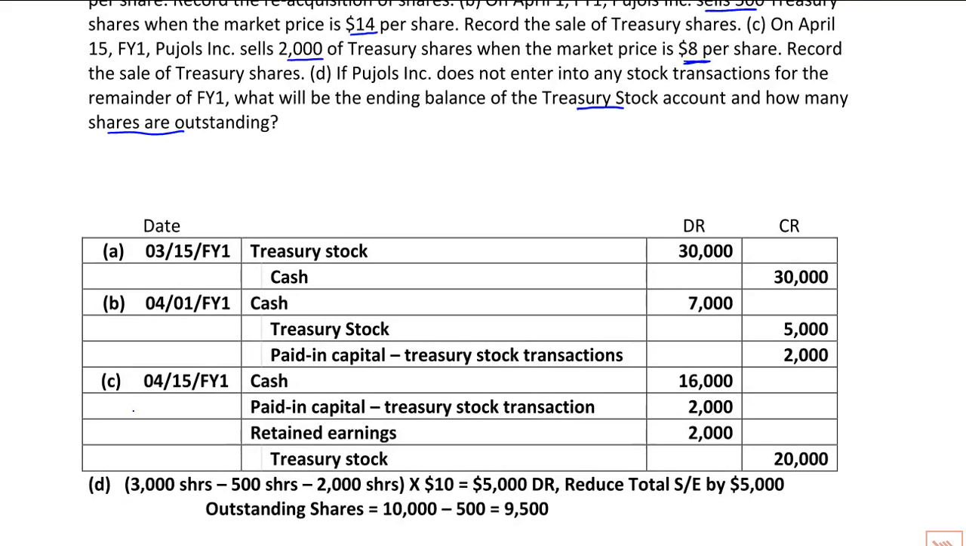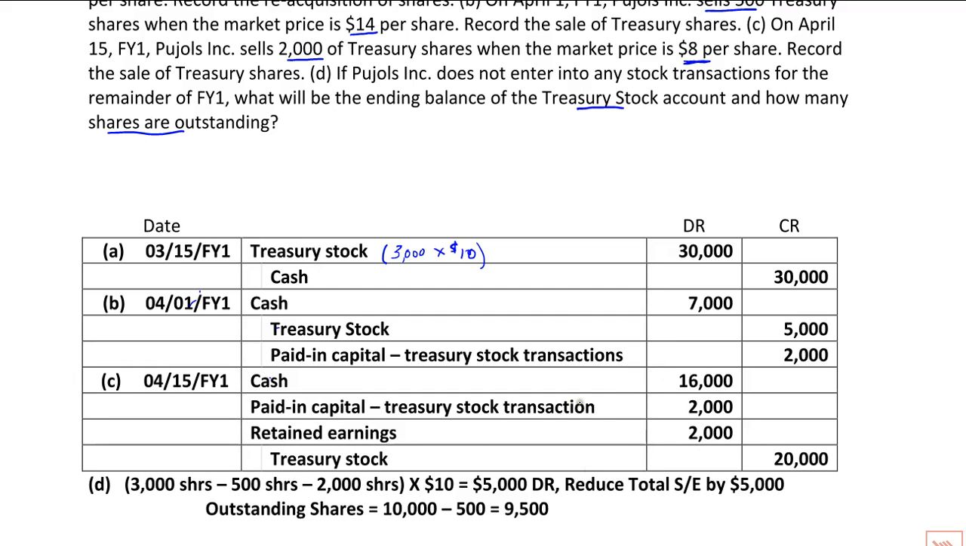So first of all, they purchased treasury stock, and as I mentioned, it's really kind of like inventory accounting. It was 3,000 shares at $10 per share. Okay. And that's where the 30,000 came from.